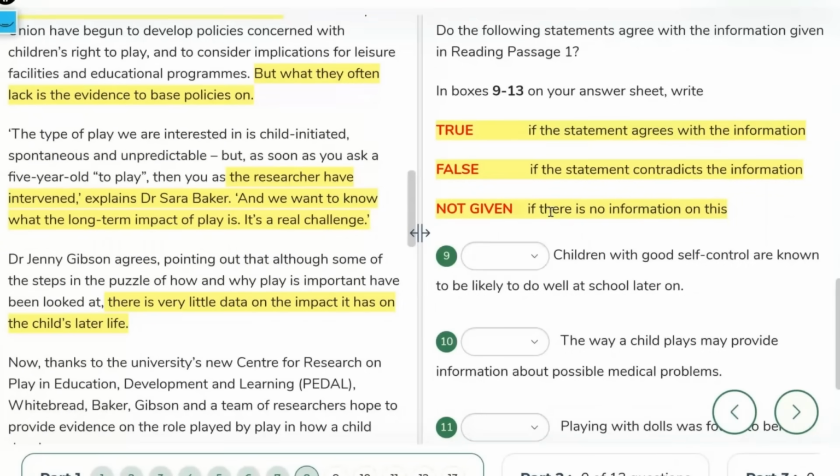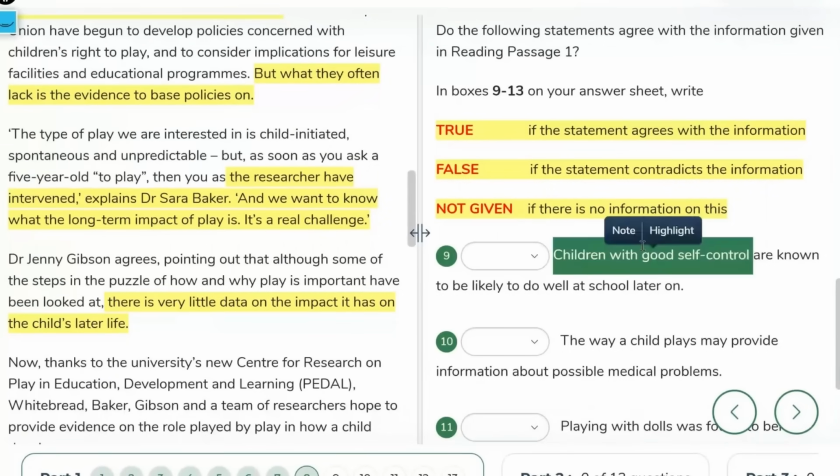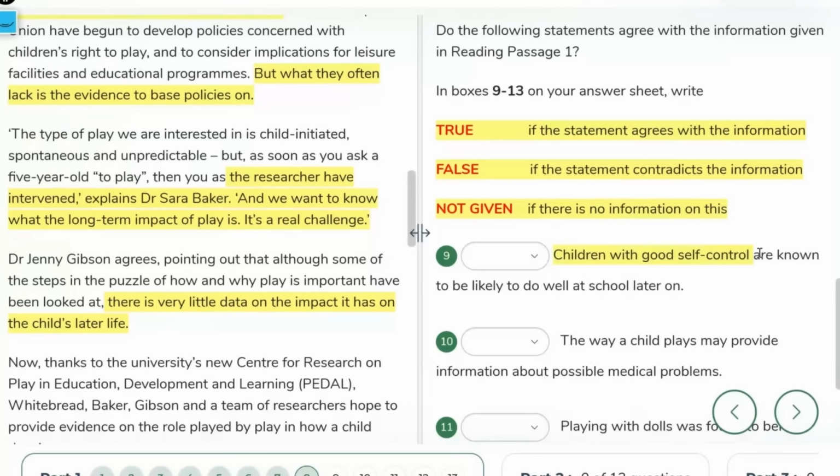Now they say, children with good self-control are known to be likely to do well at school later on. So children who are good at self-control, it is understood that they will do well at school later on. Now, if children with self-control are understood to do well at school later on, answer is true. If it is the opposite, answer is false. Otherwise, it is not given.